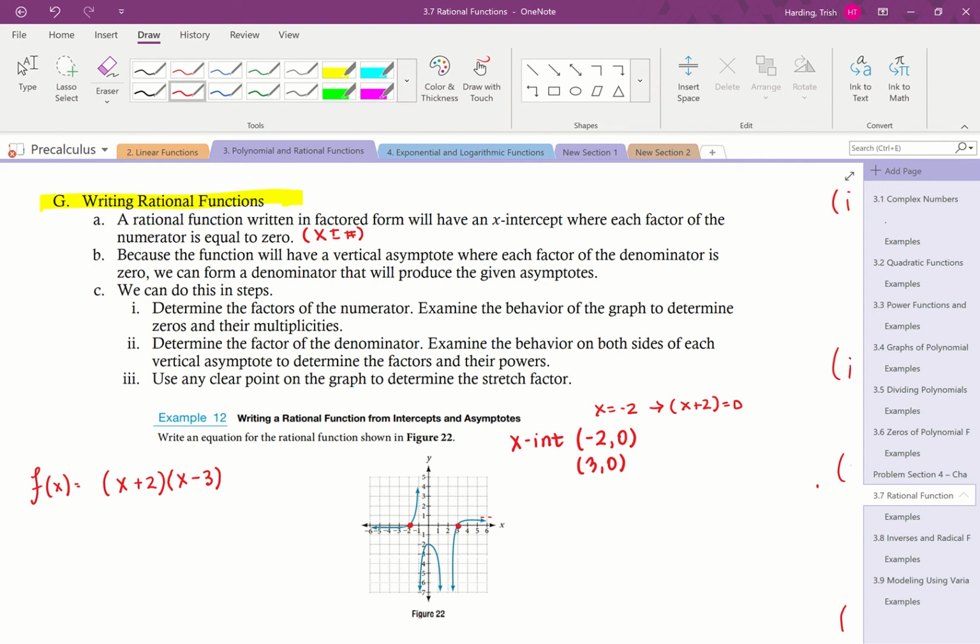Now we will have to look at vertical asymptotes. So it looks like we will have a vertical asymptote at x equals -1 because it doesn't look like it's really going to cross. And it looks like we'll have another vertical asymptote at x equals 2. Now these are factors of the denominator that are equal to 0. So if we have a vertical asymptote at x equals -1, then we have the factor x plus 1 on the bottom. If we have a vertical asymptote at x equals 2, then that gives us the factor x minus 2.